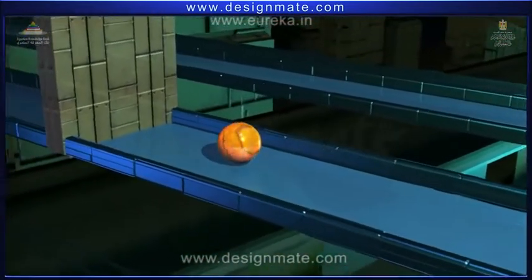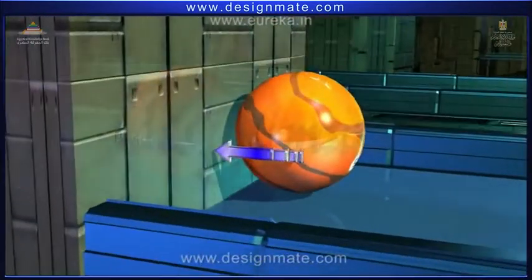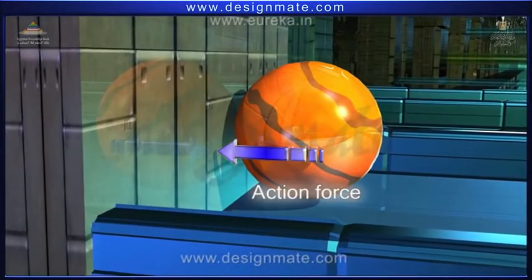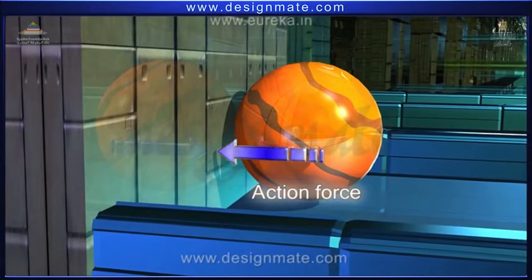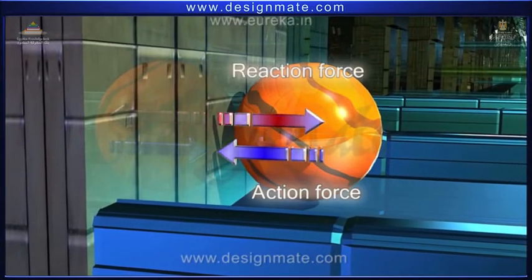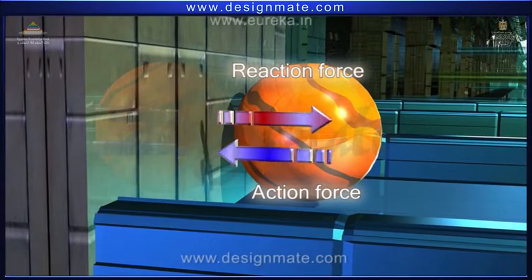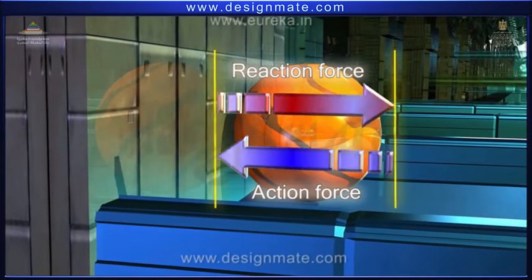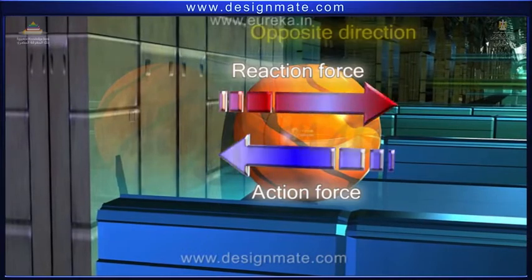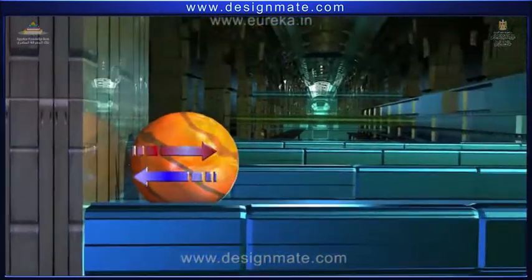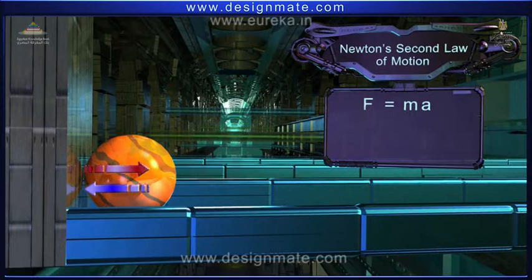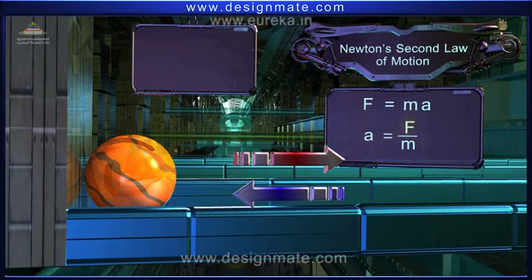Accordingly, when the ball hits the wall, it exerts a force, say the action force, on the wall, but simultaneously the wall exerts another force, say the reaction force, on the ball. The reaction force has the same magnitude as that of the action force, but both the forces act in opposite directions. We have already studied in the second law that acceleration produced in any body is inversely proportional to its mass. Hence, here, the same amount of force, say F, is acting on the ball and the wall.